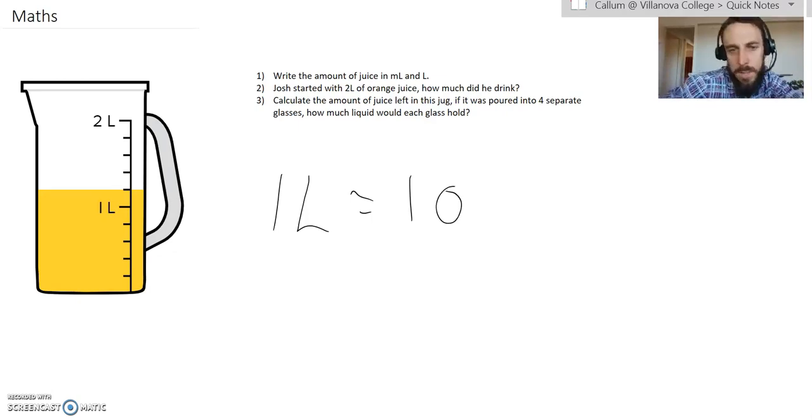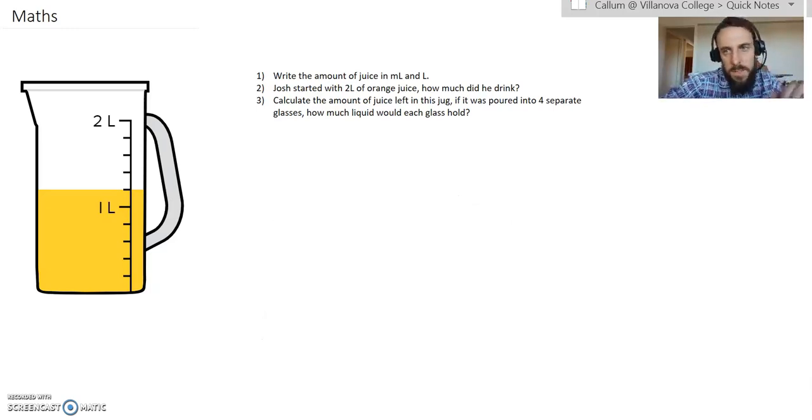So I've just got 3 questions that I've designed from our little stimulus picture here, which is pretty typical of the stuff that we did in class, typical of the stuff that you might get assessed on as well. So question 1 says, write the amount of juice in milliliters and liters.